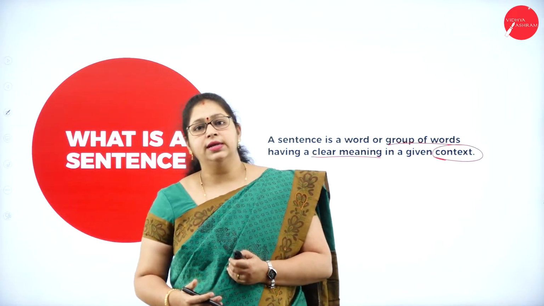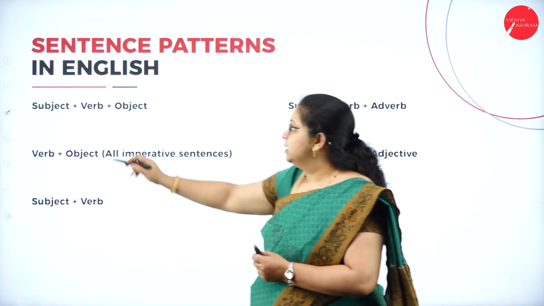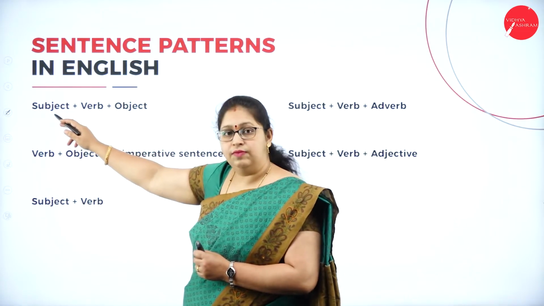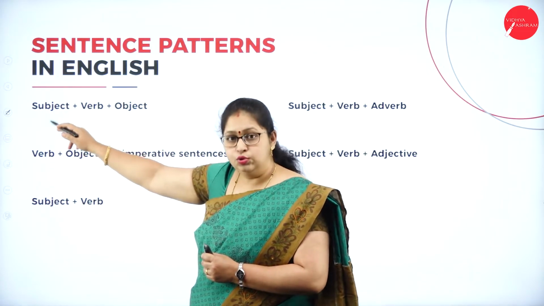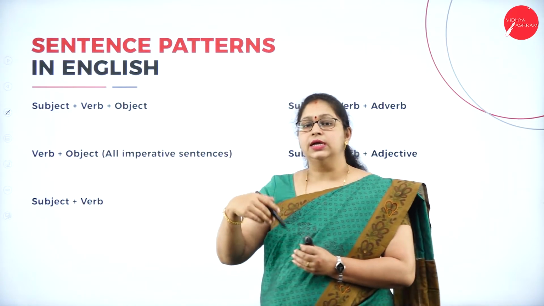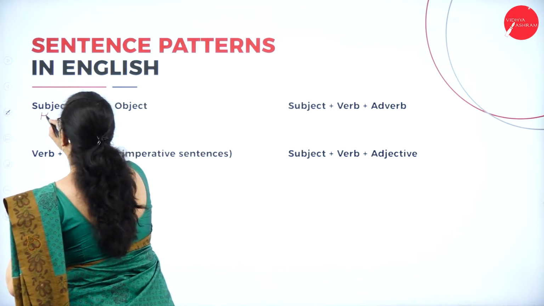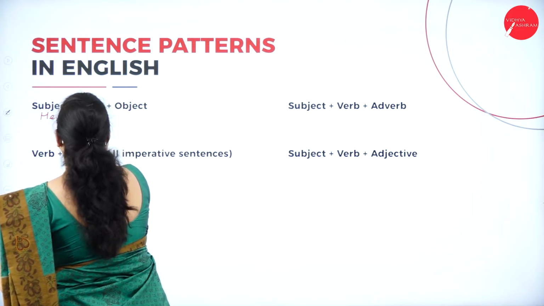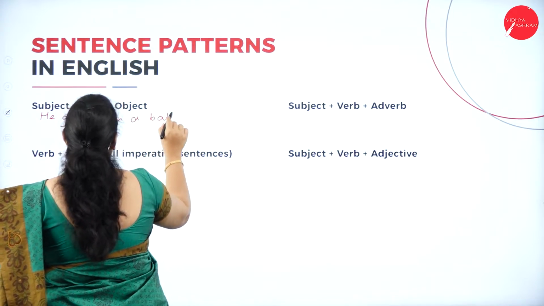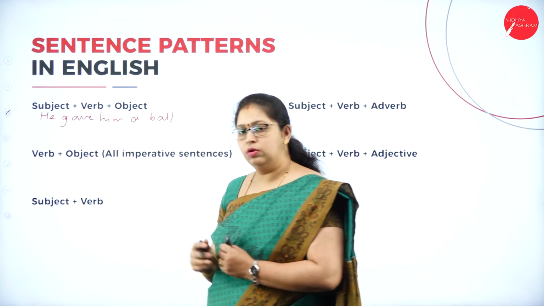What are these different types? So, the sentence pattern in English is subject plus verb plus object. Here, subject means the one who is doing, we call the doer. Verb is the action word in the sentence and object is the receiver. Okay. Let me state an example here. He gave him a ball, or a ball was given to him.